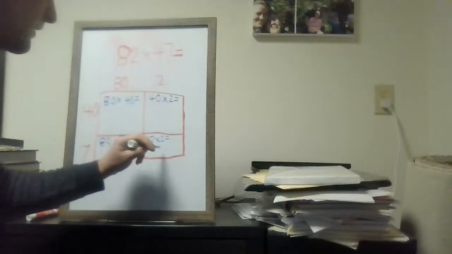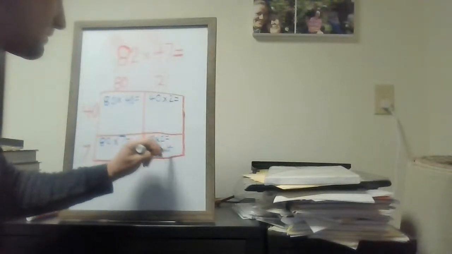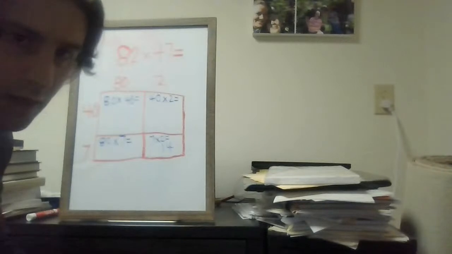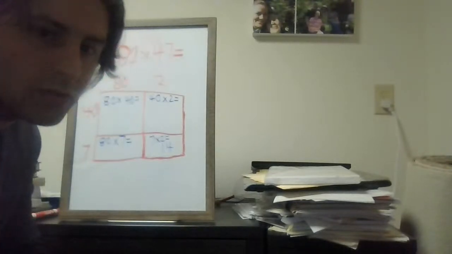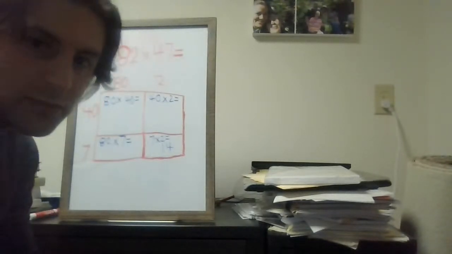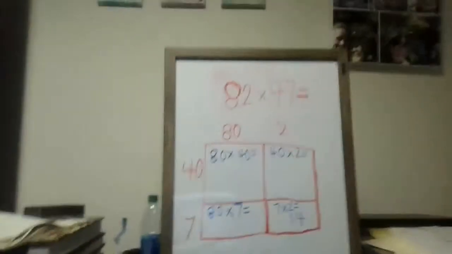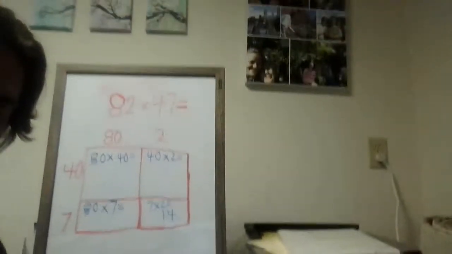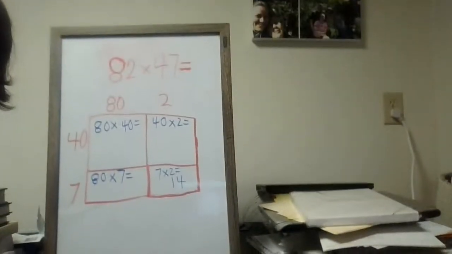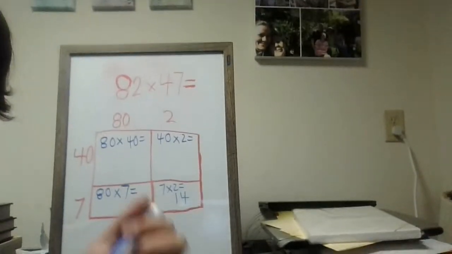All right, so 7 times 2. I'll start with the easiest one. 7 times 2 equals 14. If you don't know how to fluently solve single-digit multiplication problems, it does make it a lot harder. But what I would recommend in that situation is to use a multiplication chart. All right. So 7 times 2 equals 14.